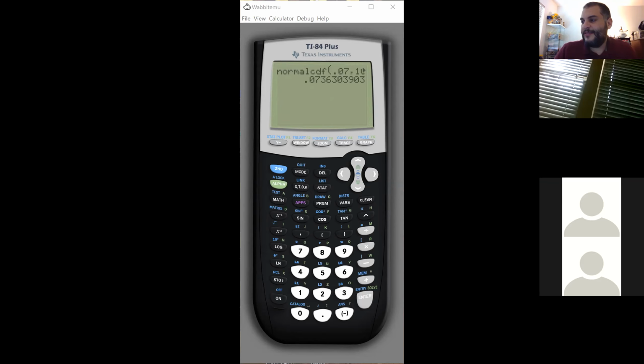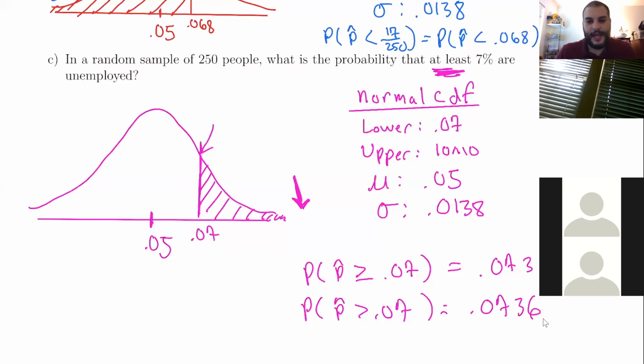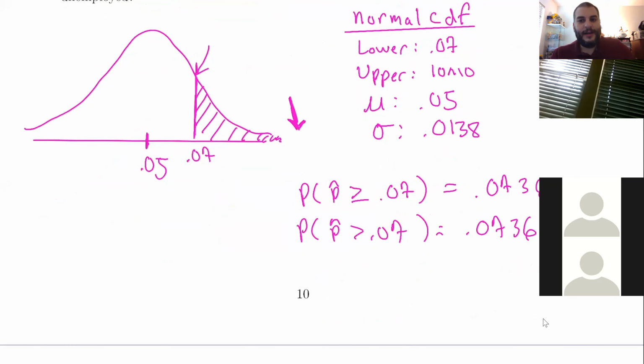So I'm going to transition back to the notes, so that you can see how I enter the answer. If you look right on the bottom, that's your answer. So the probability that we get more than 7% of the 250 people to be unemployed, well, there's only a 7.36% chance of that occurring. So it's telling you that doesn't happen that often. If we have 250 people, the chances that more than 7% of them are unemployed is not very likely.